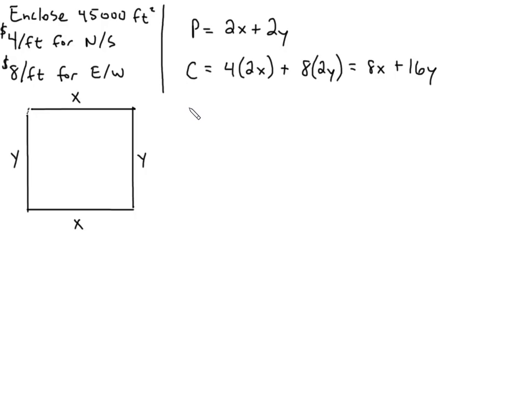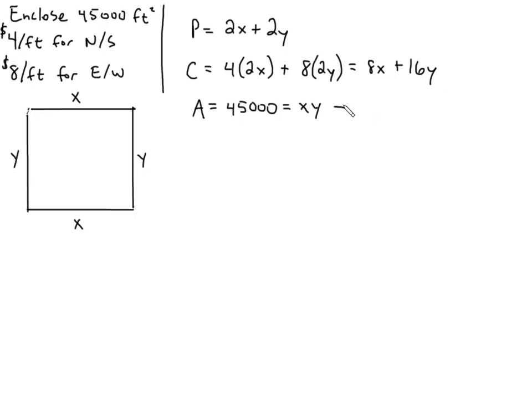And then we have a constraint as well. Our constraint is that the area of this thing has to be fixed at 45,000 square feet. So the area, 45,000 square feet, that's the constraint. And we can define the area even more specifically than just A. The area of any rectangle like that is just the length times the width, so that's just xy. What the constraint is going to do for us is allow us to eliminate one of the two variables in the cost equation.